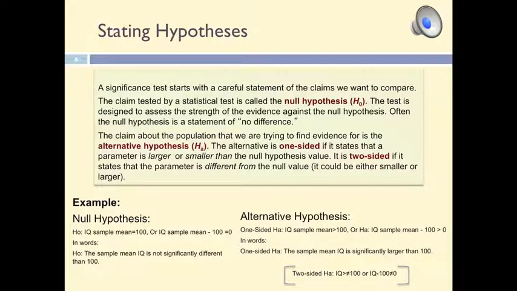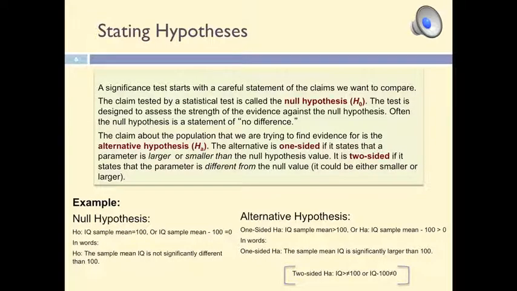Let's say that we have some reason to believe that the sample mean will be higher than the population mean. In this case, we have a one-sided alternative hypothesis because we are only looking at one direction in which the mean may vary. If we suspect that the sample mean may be either lower or higher than 100, the alternative hypothesis would be two-sided because we're testing both directions in which the mean IQ may vary. But for now, let's just focus on the one-sided alternative.